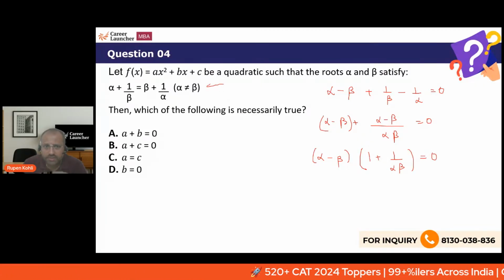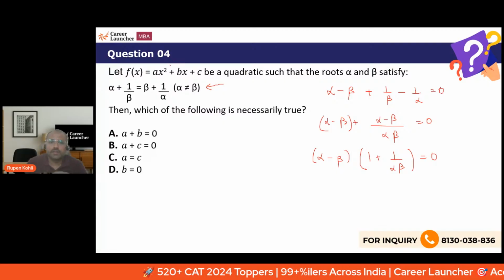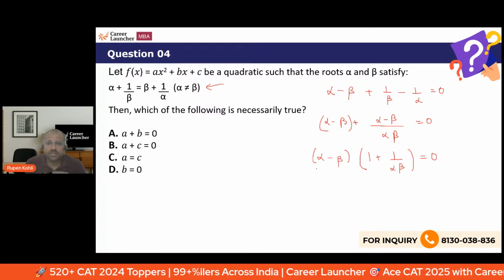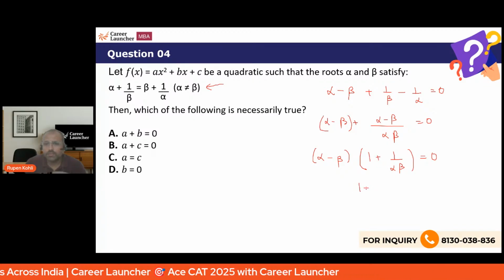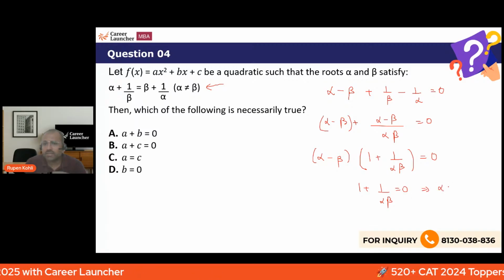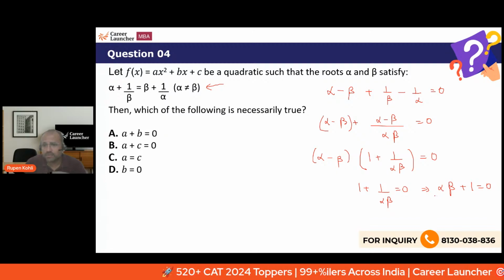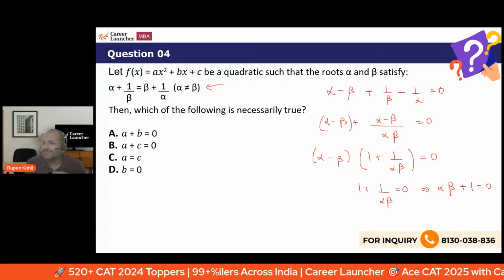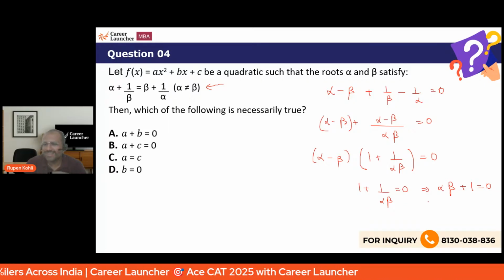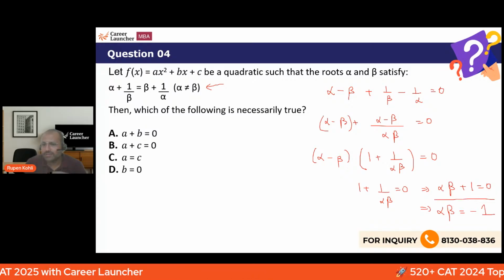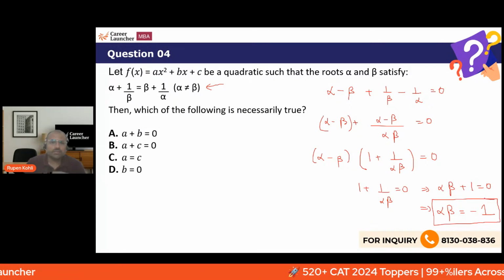Now comes into picture this condition that alpha is not the same as beta. So if alpha is not the same as beta, which means that this is not 0. So for this product to be 0, this term should be 0. So 1 plus 1 by alpha into beta should be 0, which is as good as alpha into beta plus 1 is 0, right? Because on taking the LCM, obviously the denominator can't be 0, so the numerator must be 0. And therefore what we finally get, alpha into beta is minus 1. This is the final result that we get on simplifying.